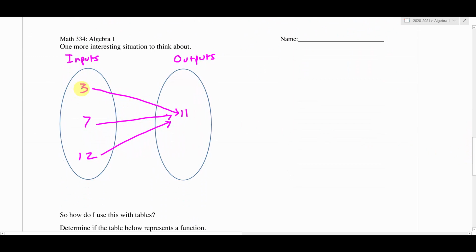So here's an input, and I go over here and I look, well, it's only going to one output, right? 3 goes to 11. It doesn't go to anything else. So that input has one output. And then 7, right? 7 goes to 11. It only goes to 11. So this input also only has one output. And then same thing here, 12 only goes to 11. It doesn't go to anything else. So this input also only has one output. So even though every single input goes to the same thing, it's still a function.